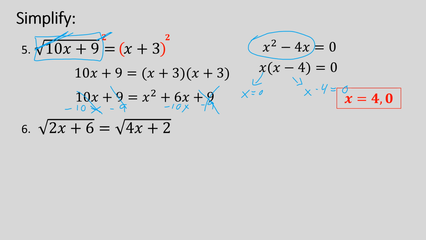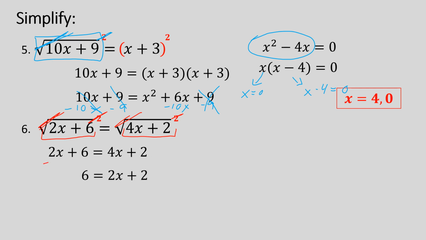6 looks way more complicated than it actually is. We have square roots on both sides, which means when we square both sides, both of these cancel out. And when that happens, we just have 2x plus 6 equals 4x plus 2. Algebra 1 problem here. So now we just do minus 2x. And we have 2x plus 2 equals 6. Subtract the 2 over, divide by 2, x equals 2.